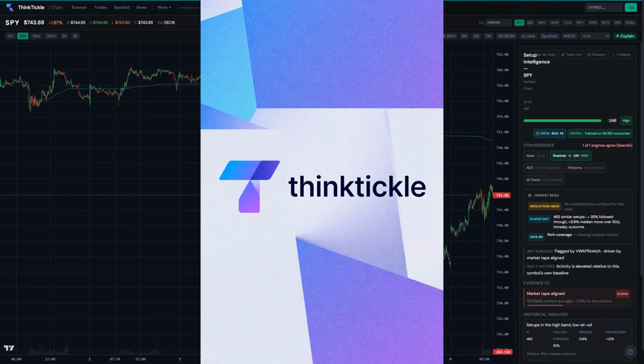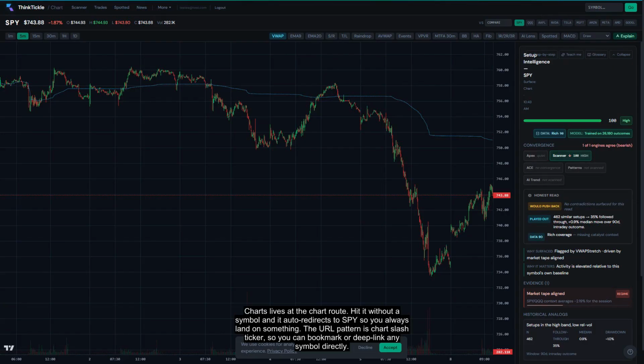Charts lives at the chart route. Hit it without a symbol and it auto-redirects to SPY so you always land on something. The URL pattern is chart/ticker, so you can bookmark or deep link any symbol directly.